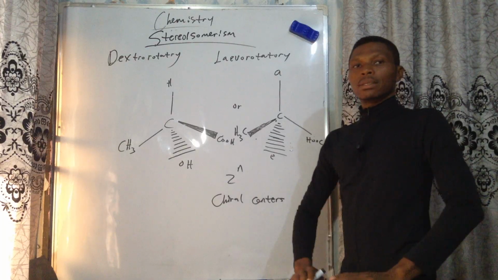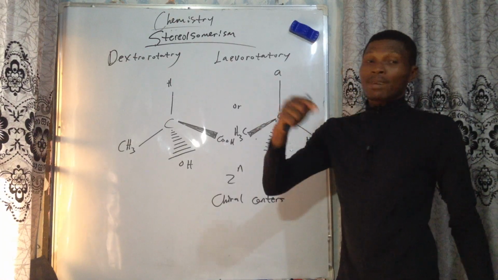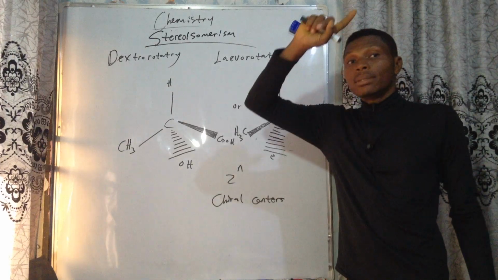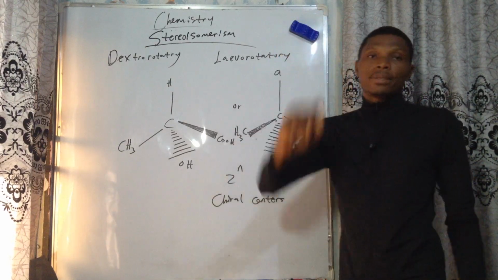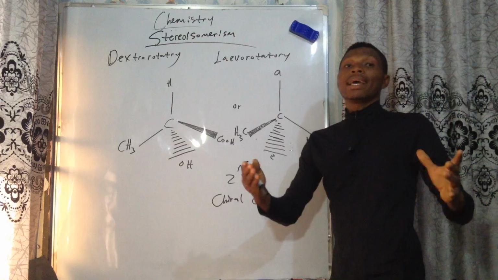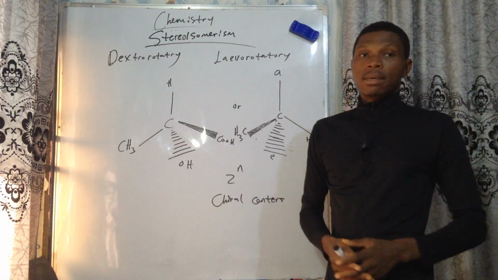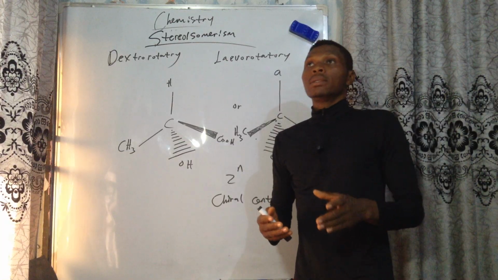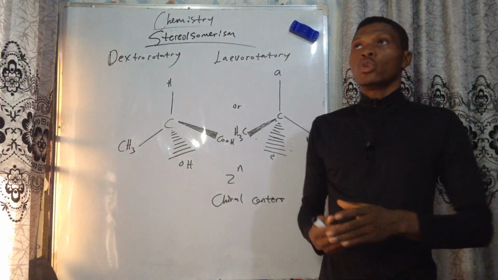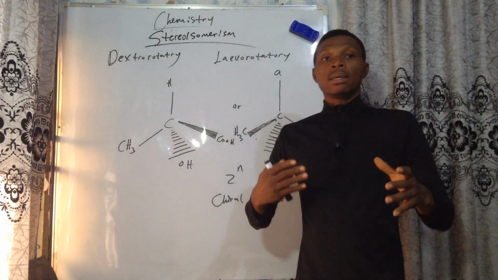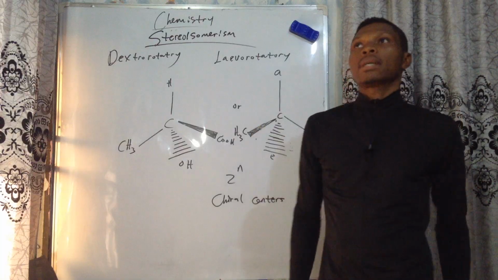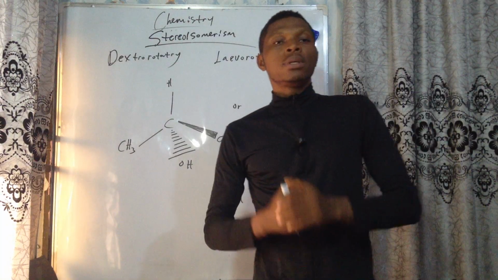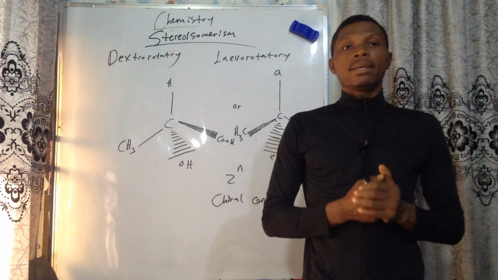So that is optical isomerism, because of the fact that they rotate plane polarized light. Yes, and they can be called enantiomers, because they are non-superposable. That's why they can be called enantiomers.